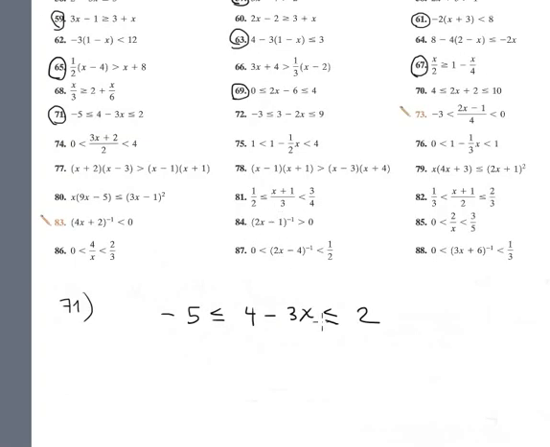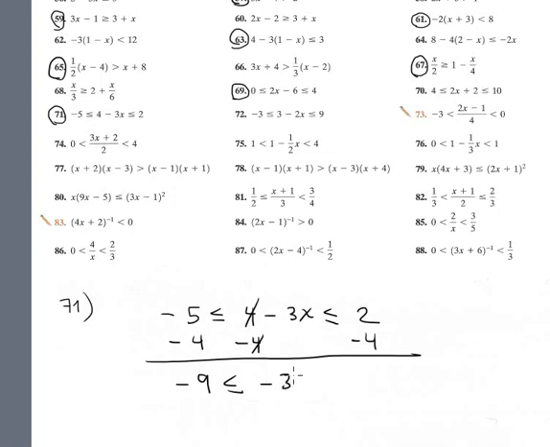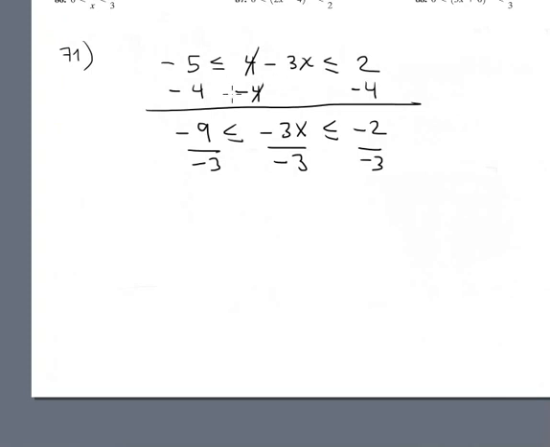Okay, 71. It's a compound inequality. Again, we're subtracting 4. Negative 9. It cancels out this part. Minus 3x. And this is minus 2. Finally, divided by negative 3. Minus 3, minus 3. And remember, when you divide by a negative, you reverse this. This is 3 greater than or equal to x greater than or equal to 2 over 3.